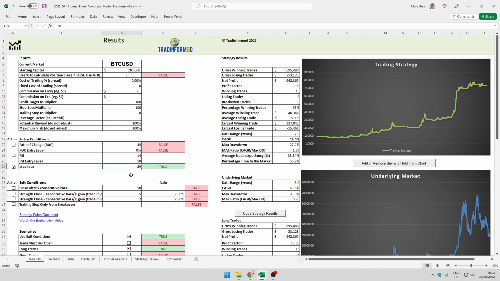So breakout of 20 would mean that we have a closing price that is higher than the highs of the previous 20 bars. If we're looking at short trades, it would obviously be lower than the previous 20 lows. Once again, I can change this and see the results adjust in real time.